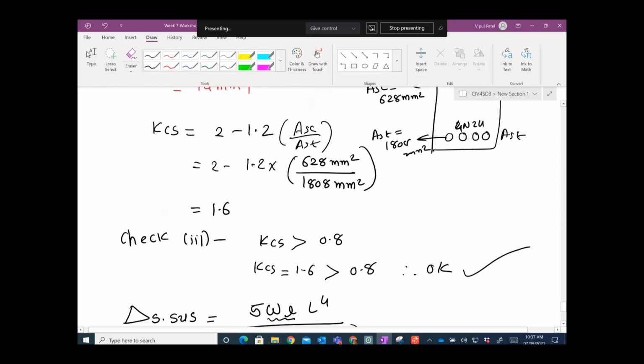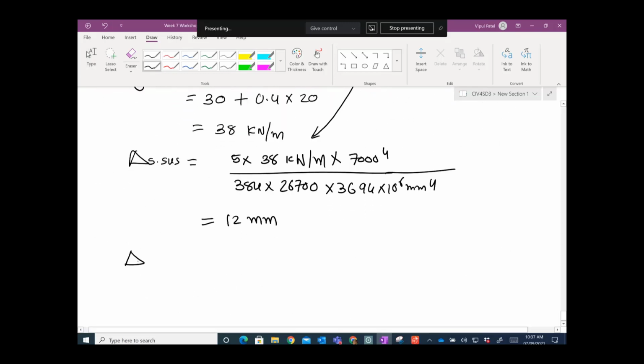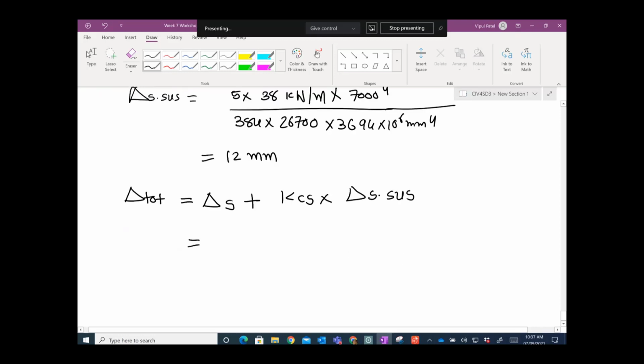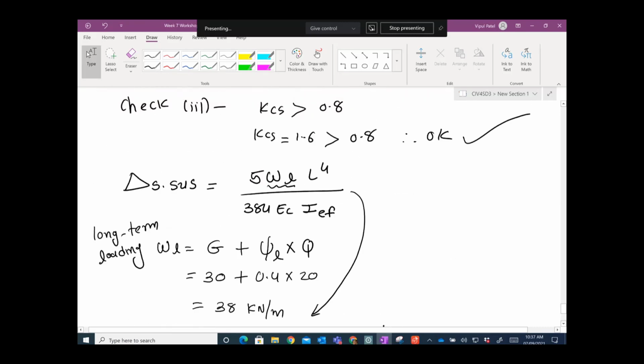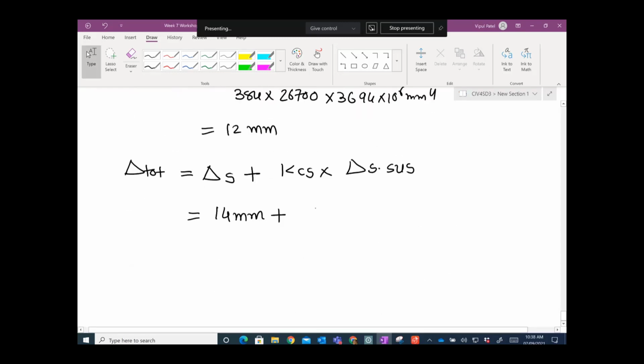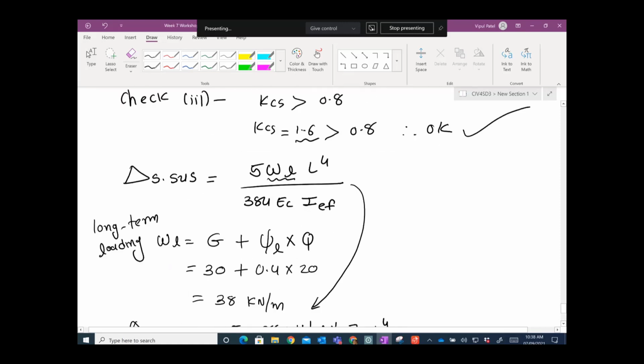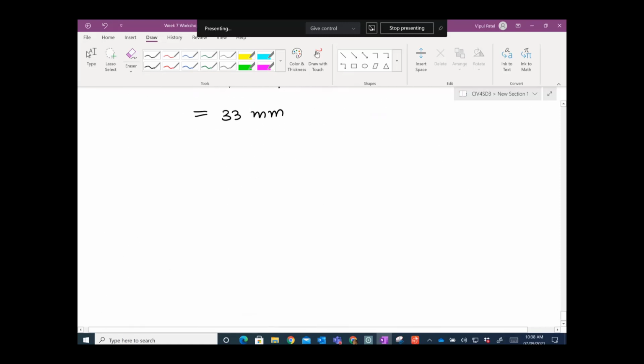Now we have all the values for delta total deflection: the short-term loading on day one when you open the building, creep and shrinkage that happen in the long term, and then the delta sustain due to the long-term loading. So the short-term loading 14 millimeters we calculated. KCS we calculated should be greater than 0.8, check. So you have 1.6 times delta sustain of 12 millimeters. In that case we will have 33 millimeters. Now the last check that we need to make, this is check number 4.